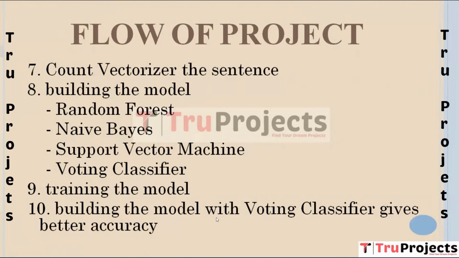Next, here we have building the model with voting classifier gives better accuracy. After training individual models, a voting classifier is constructed to combine their predictions. This ensemble method often results in improved accuracy by leveraging the strengths of multiple models.